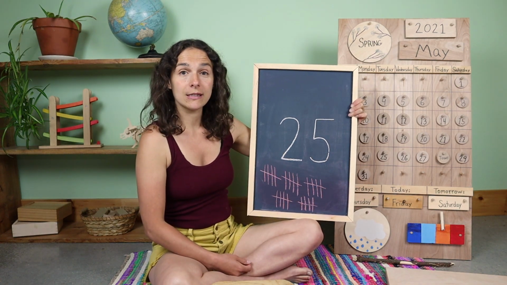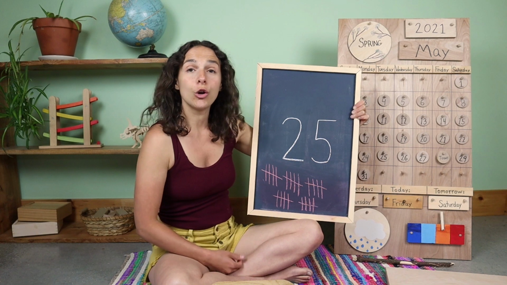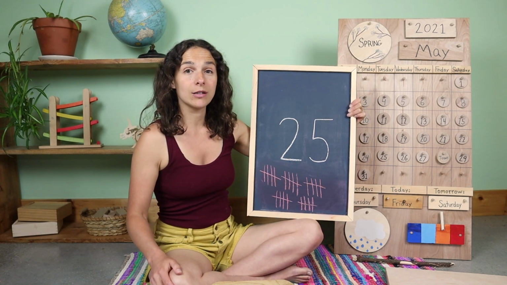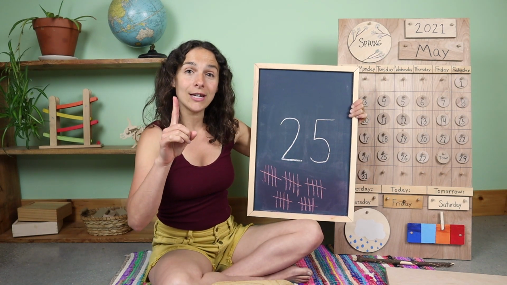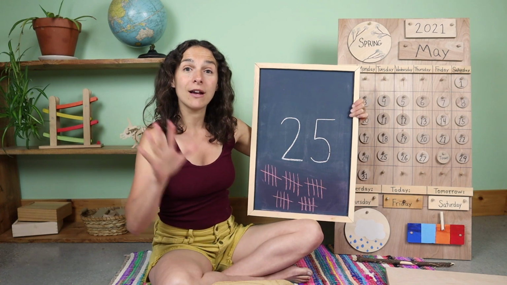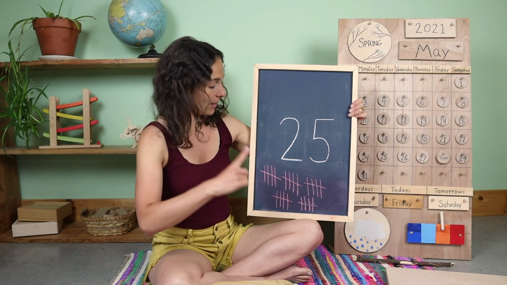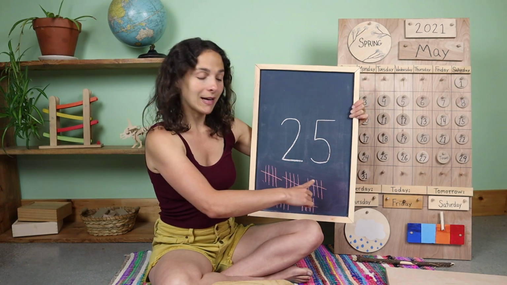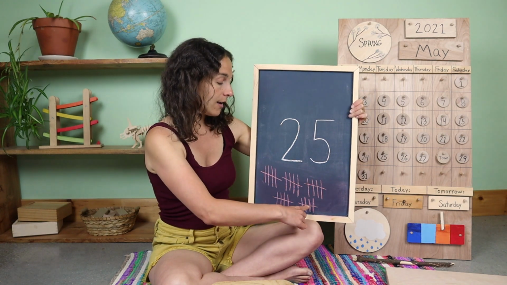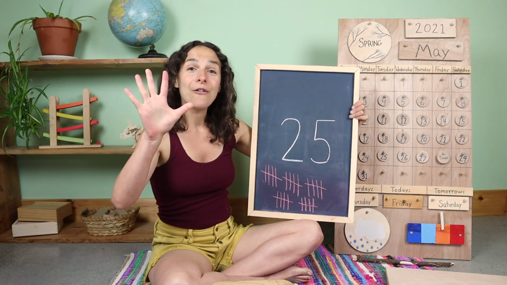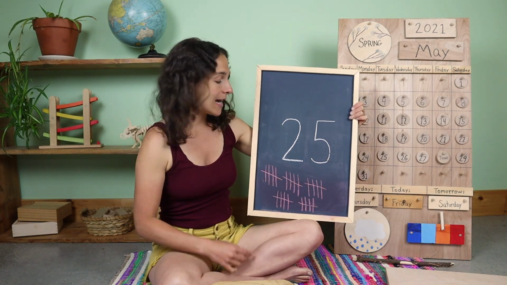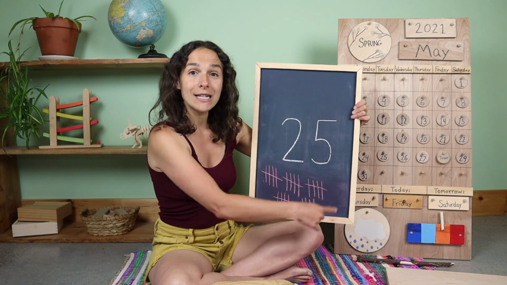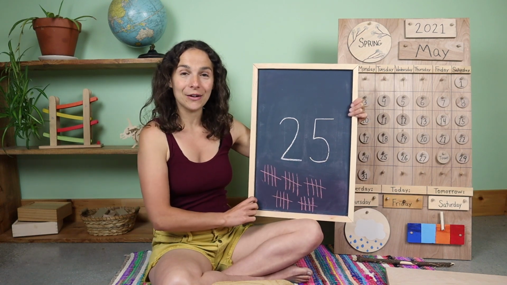25 tally marks. I see groups of 5 tally marks. Let's use our counting fingers and count the groups of 5 that we see. 1, 2, 3, 4, 5. 5 groups of 5 tally marks makes 25 tally marks altogether.